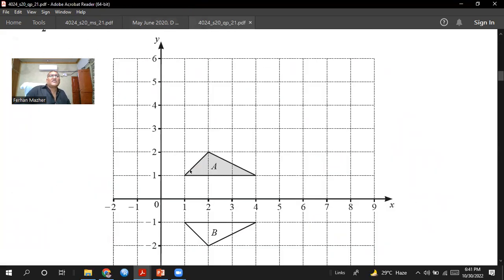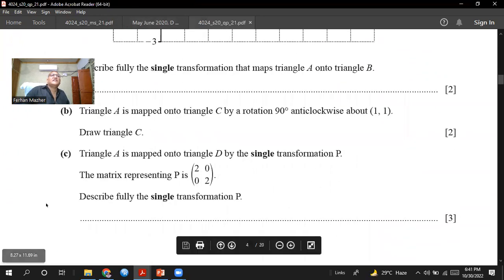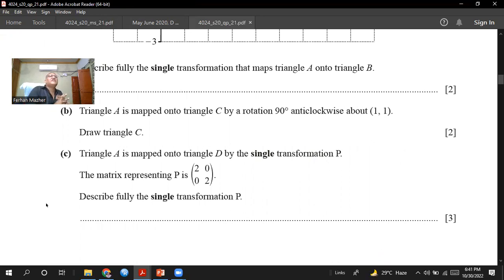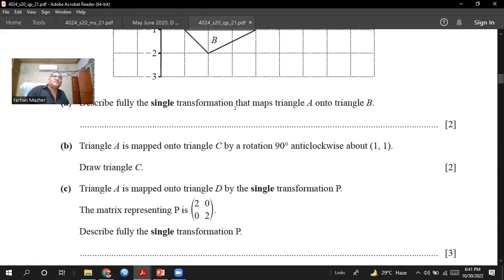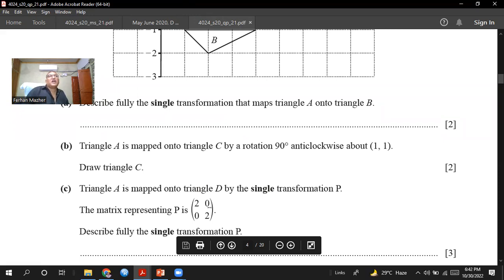Okay, the next question they are asking is: triangle A is mapped onto triangle D by a single transformation P. The matrix representing P is (2, 0; 0, 2). Describe fully the single transformation P. So what I will do is take the coordinates of A, which is the object here, and multiply the transformation matrix with the object coordinates, and I will get the image coordinates. And then I will plot them.